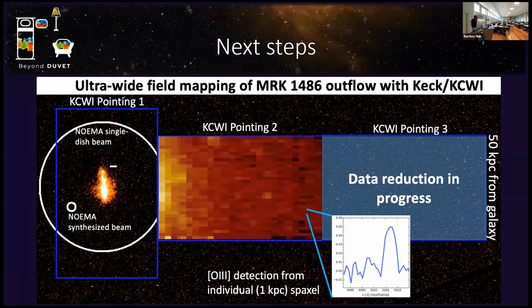And so I've talked quite a lot about the inner part of the outflow. But there's also this question about how it's interacting with the CGM beyond this. And I get the strangest feeling that we're going to hear something about that soon.